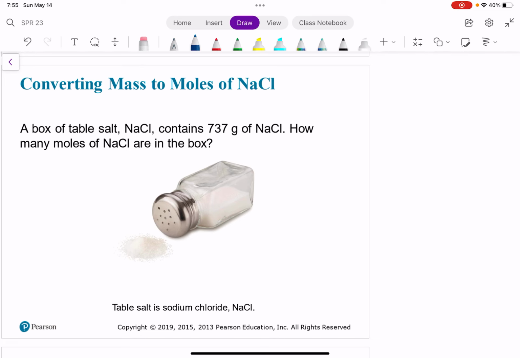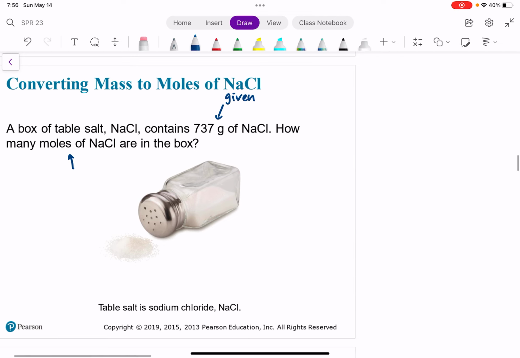A box of table salt, NaCl, contains 737 grams of NaCl. How many moles of NaCl are in the box? Okay, so let's see. What are we given? Well, we're told that a box of table salt contains this many grams. So we are given the amount of grams of NaCl we have. And what do we want to get to? Yeah, we want to get to moles of NaCl. So we're in grams and we want to get to moles.